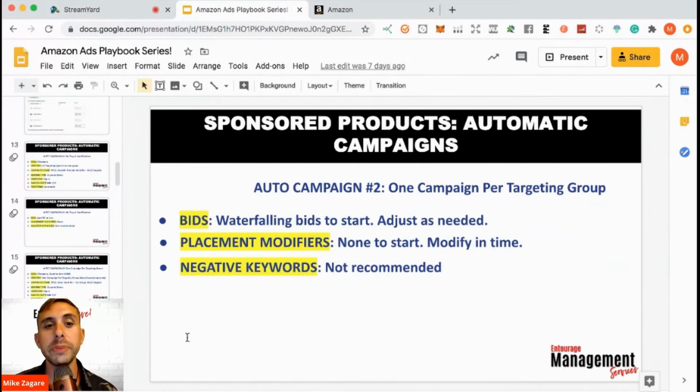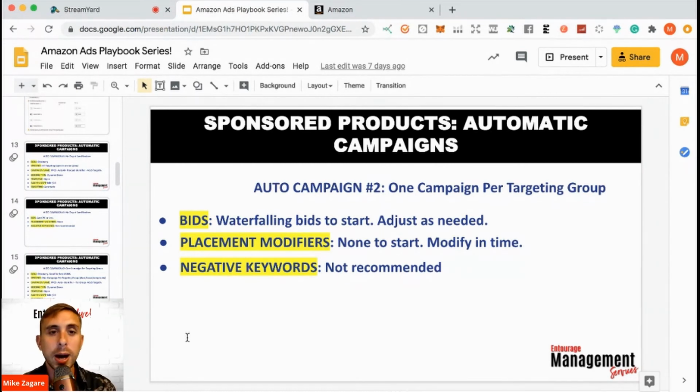All right, next, bids. You can do waterfalling bids to start, meaning the more precise the targeting type, like the close match and the substitutes, you can do a higher bid for those because they're more relevant, and a lower bid for the loose match and the complements, and then adjust them as needed. The point is you have 4 different campaigns. So you can do a waterfall type system where you're doing a higher bid on the more relevant targeting type. Modifiers, none to start, but modify over time.